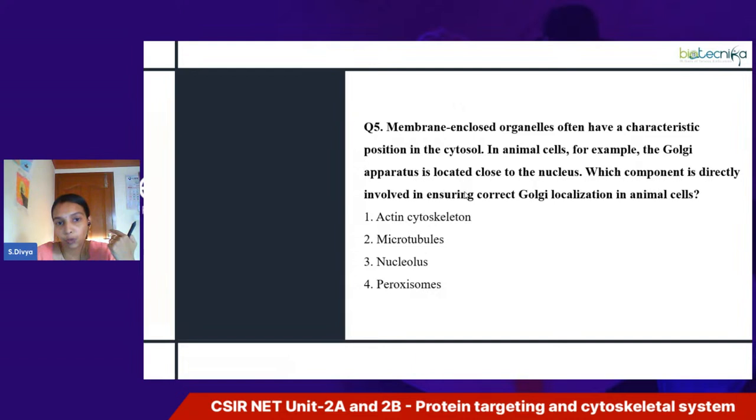Fifth question to you. Membrane enclosed organelles often have a characteristic position in the cytosol. If you take a cell, every cell has all the organelles, and they each have a specific position where they need to be placed. In animal cells, for example, the Golgi apparatus is located close to the nucleus. Maybe you might have seen the image, right? Which component is directly involved in ensuring correct localization in animal cells? That means who is responsible for carrying your cell organelles to the correct position? Is it actin cytoskeleton, microtubules, nucleolus or peroxisomes? Which one should be the correct answer here? Which protein is responsible for localization?